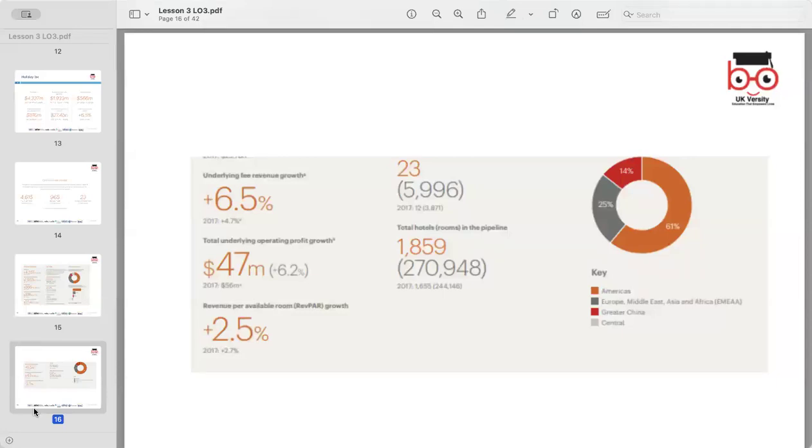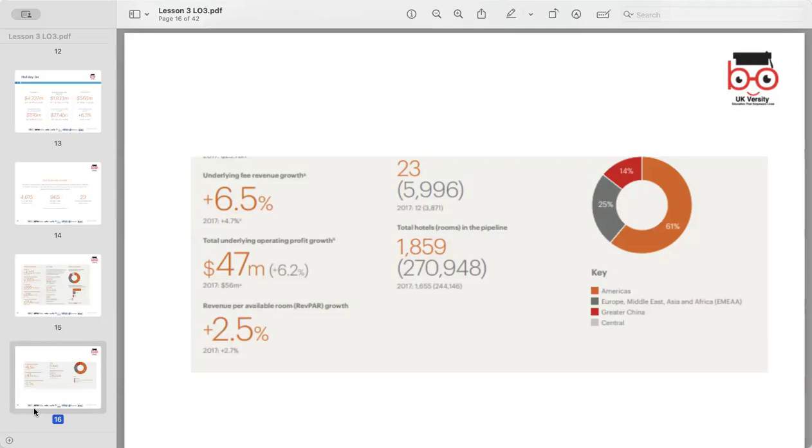Shedding light on its expansion strategies and market positioning, growth metrics, underlying fee revenue growth. Holidayne's underlying fee revenue growth stood at 6.5%, an improvement compared to the previous year's growth rate of 4.7%. Total underlying operating profit growth was $47 million, representing a decrease of 6.2% compared to the previous year's operating profit of $556 million. Revenue per available room growth reached 23%, indicating an increase in revenue generated per available room compared to the previous year's growth of 12%.